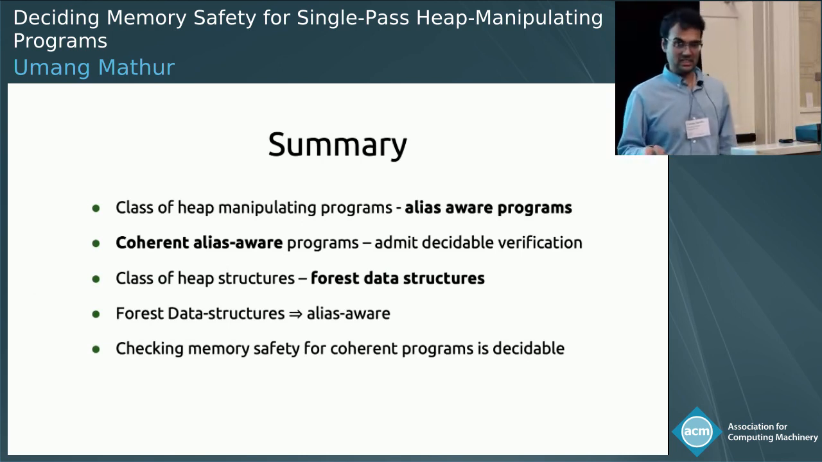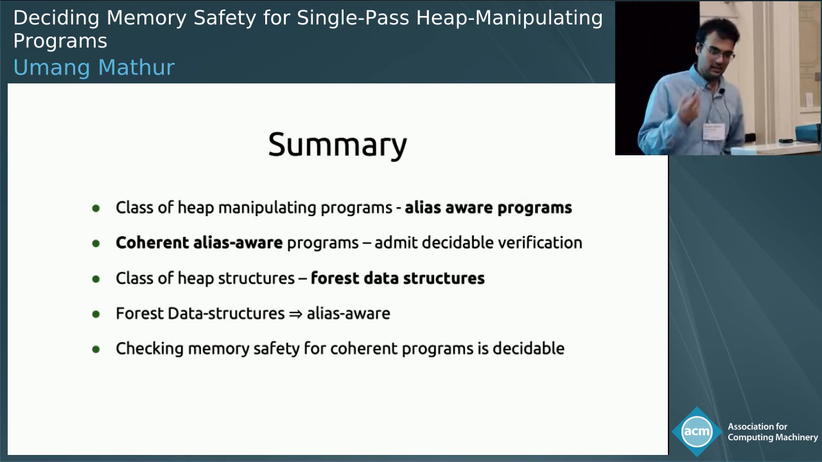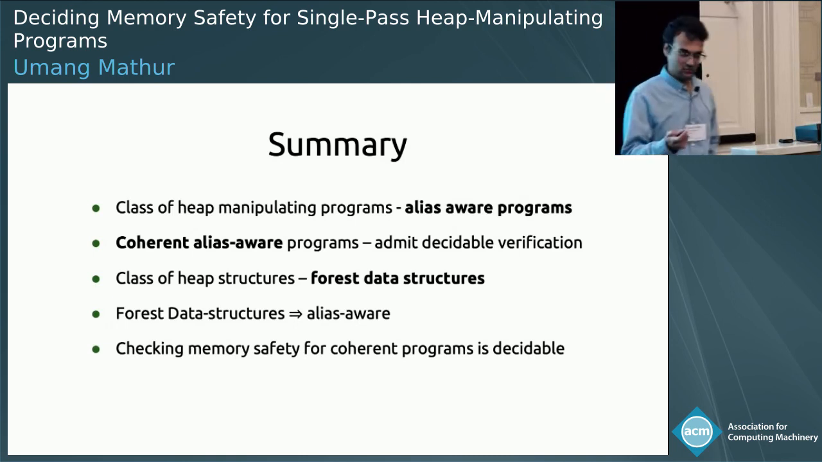So I've talked about alias-aware programs and how this is crucial for even defining terms and also defining this notion of coherence. And in the presence of alias awareness, coherence leads you to decidability. And then I talked about forest data structures and memory safety.